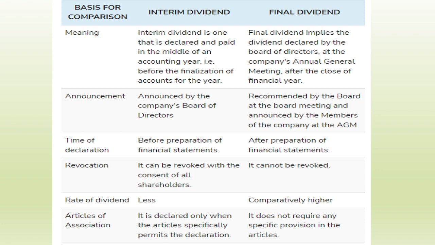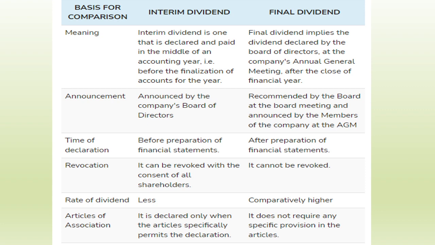Then revocation. Interim dividend can be revoked with the consent of the shareholders. If a company wants to revoke its decision, it can, after taking the consent from the different shareholders, revoke the interim dividend. But in case of final dividend, it can't be revoked. The rate in case of interim dividend is generally less, but the rate in case of final dividend is comparatively more.